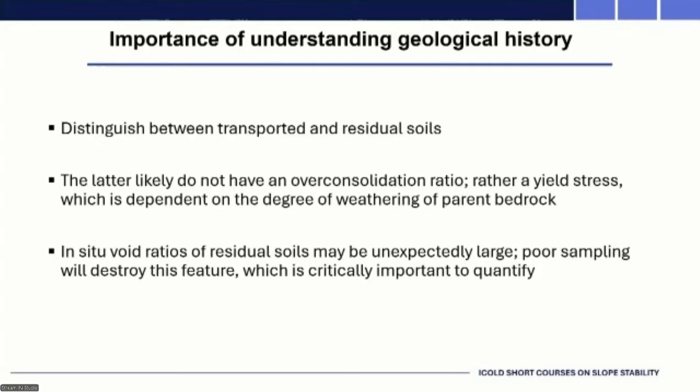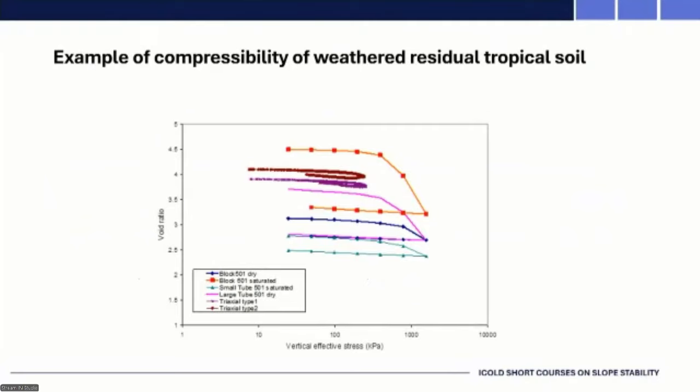That's an island to the east of Australia. It's a French territory, tropical, subtropical climate, deep weathering. And there'd been a slope failure there. We took good quality block samples, 150 millimeter diameter tube samples, conventional Shelby samples. And here you can see the differences in behavior.